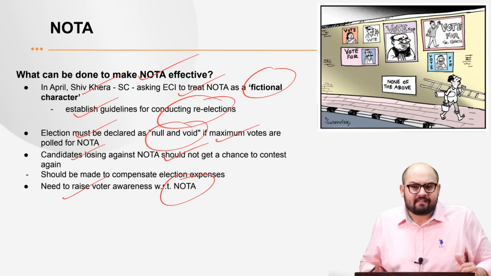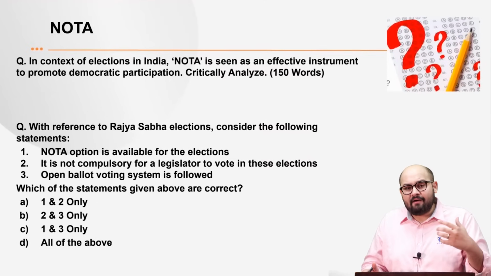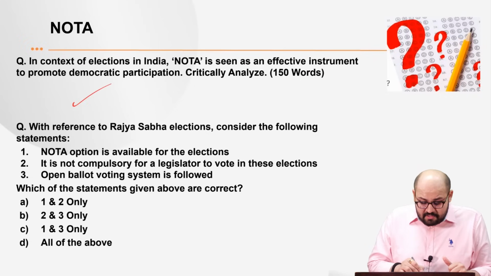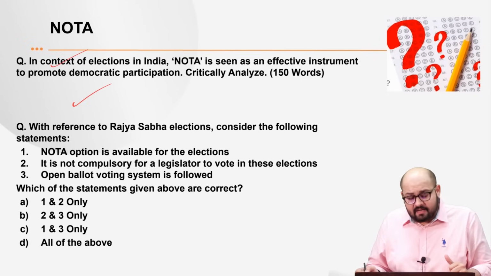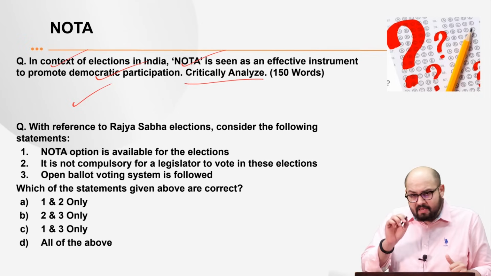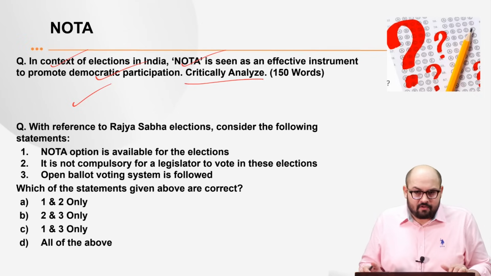Now, before we go to the next article, I want you to have a sort of a discussion on these questions. So the first question is with respect to the mains. It says that in the context of elections in India, the NOTA is seen as an effective instrument to promote democratic participation. Critically analyze in 150 words. So do write an answer on this.